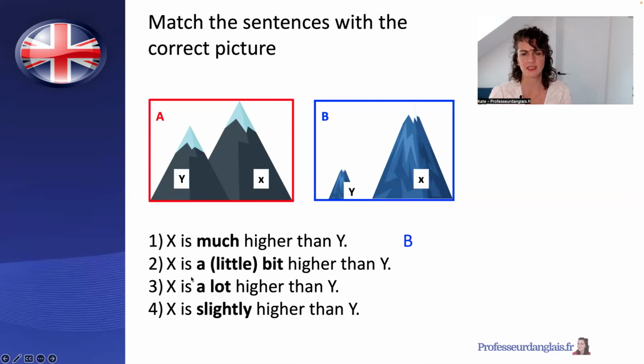What about this sentence? X is a bit higher than Y, or even X is a little bit higher than Y. That's going to be picture A. What about sentence 3? X is a lot higher than Y. Again, picture B. X is slightly higher than Y. And picture A. So yes, we use adverbs like much, a bit or a little bit, a lot, and slightly to show different levels of difference with comparatives.